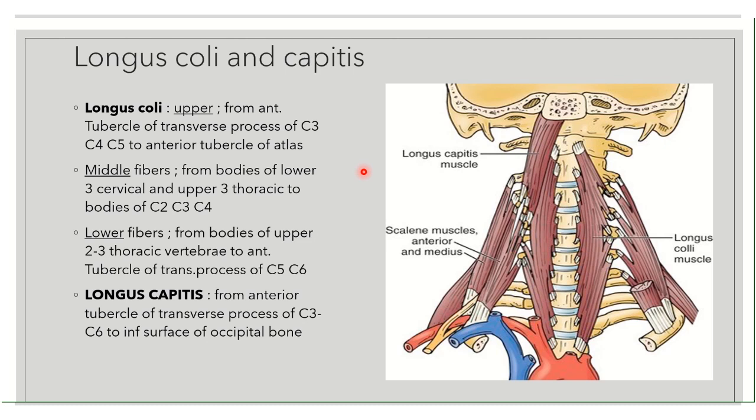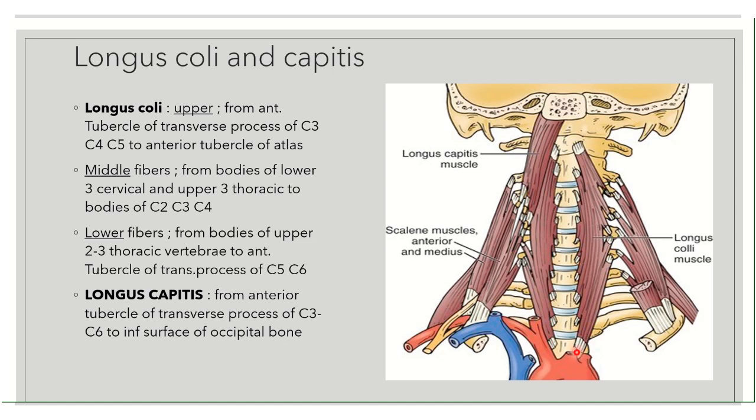Now we will study longus colli and longus capitis muscle in detail. Longus colli muscle extends from atlas to the third thoracic vertebra, and it has three parts: upper oblique, middle vertical part, and lower oblique part. So this is the longus colli muscle on both sides, which extends from the atlas vertebra to the upper three thoracic vertebra.